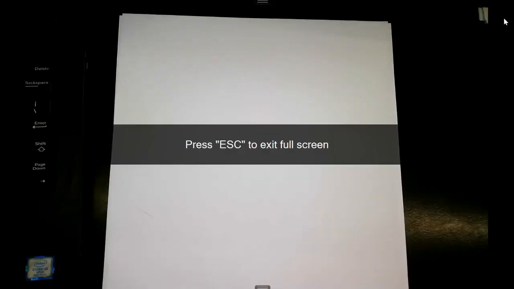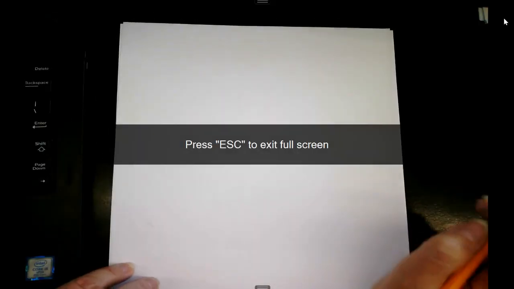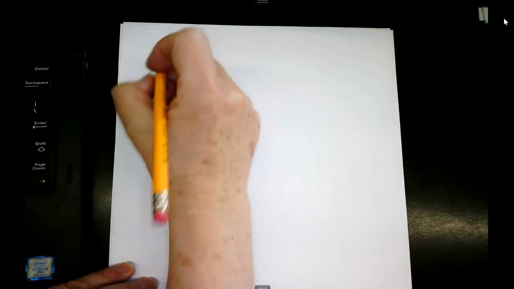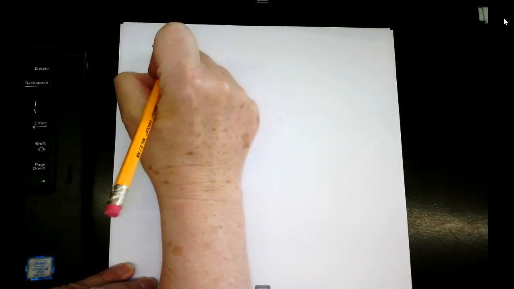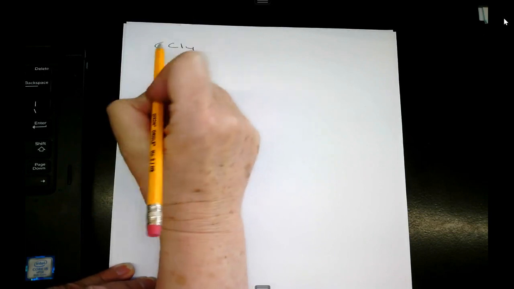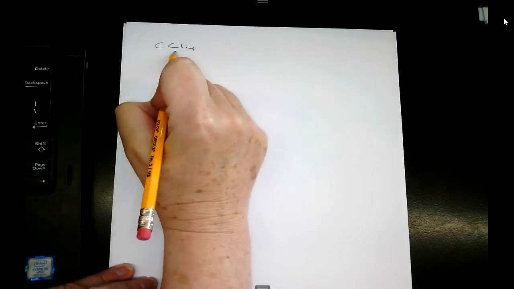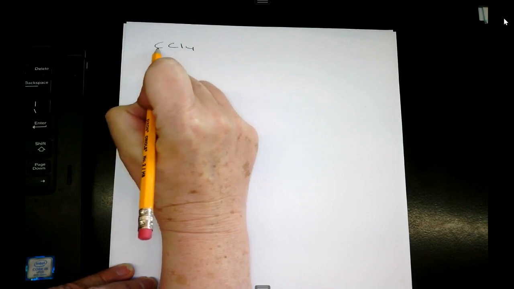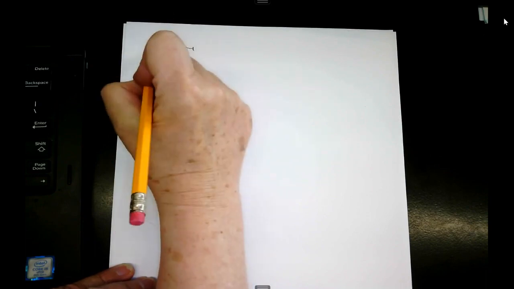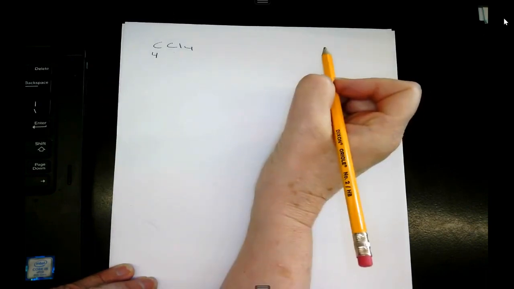Hello, in this video we're going to draw some Lewis structures. So let's say we've got CCl4. We would call that carbon tetrachloride. Now when we look on the periodic table, carbon has 4 valence electrons.